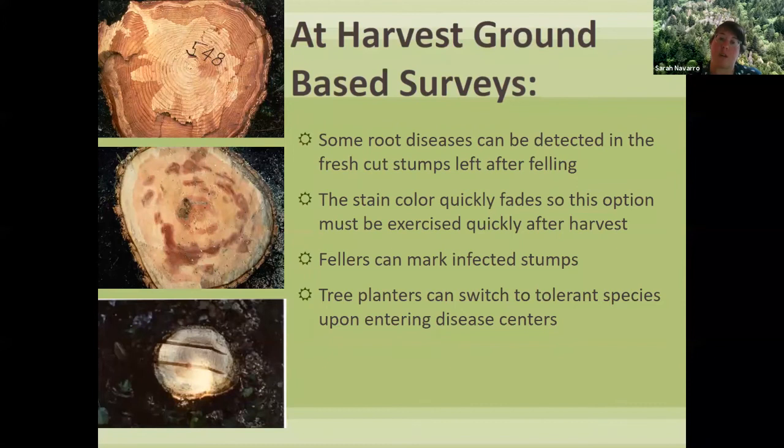At harvest, with ground-based surveys, some root diseases can be detected, as I mentioned: Heterobasidion with the purple staining and laminated root rot with the red-brown staining. You do have to make sure you get in pretty fast. The bottom photo is an example of those hatch marks made with the chainsaw. So you have the fellers marking the infected stumps so that the tree planters can then come in and switch to tolerant species when entering root rot centers, so that you can set your stand up to do better in the long term.